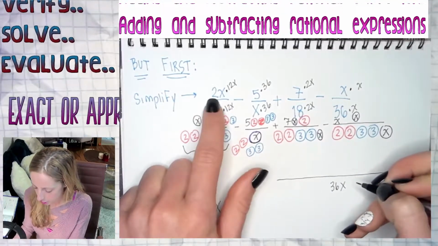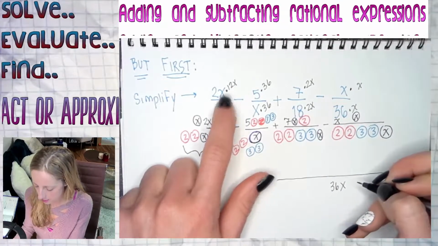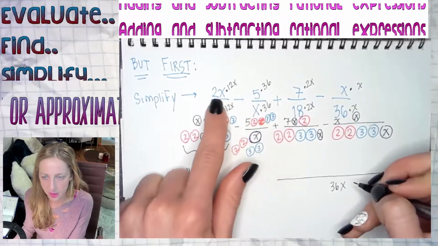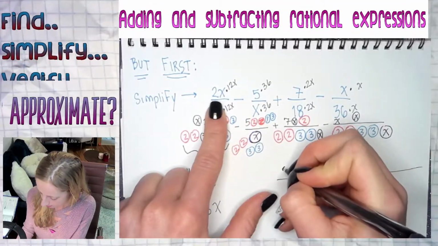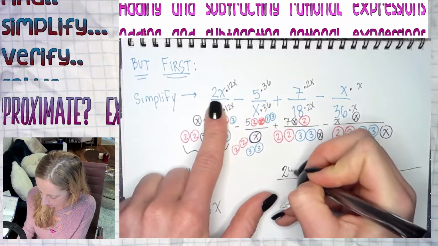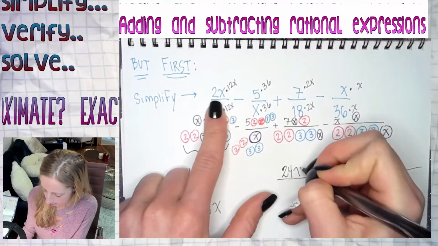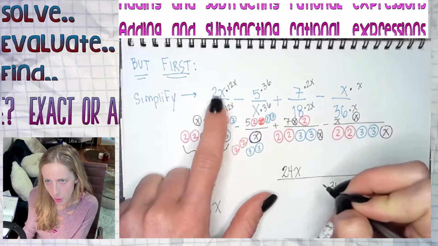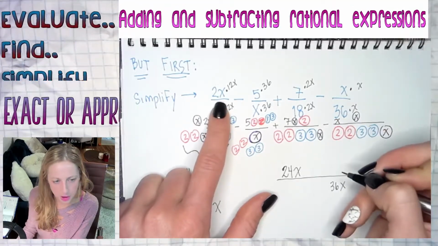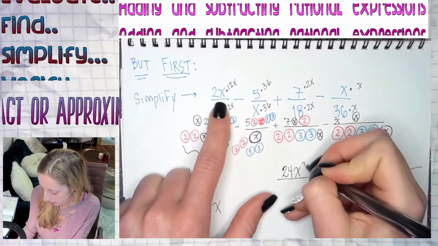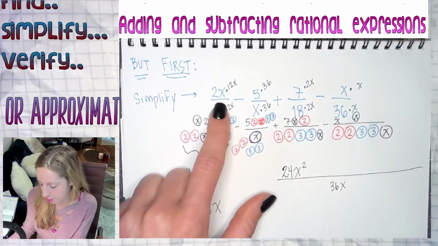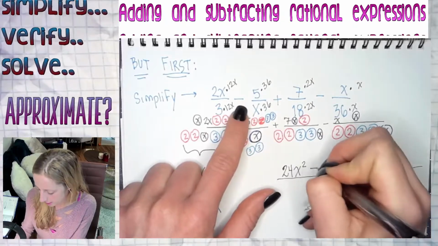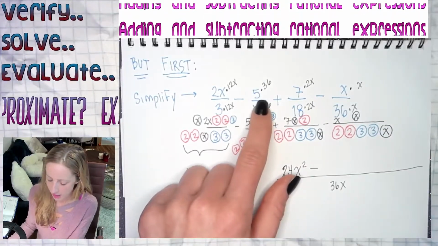Here, 2x times 12x. What does that give us? 24x over 36x. Whoa, whoa, whoa. What's x times x, ladies and gentlemen? Sorry, yes, 24x squared. 24x squared minus... all right, 5 times 36.